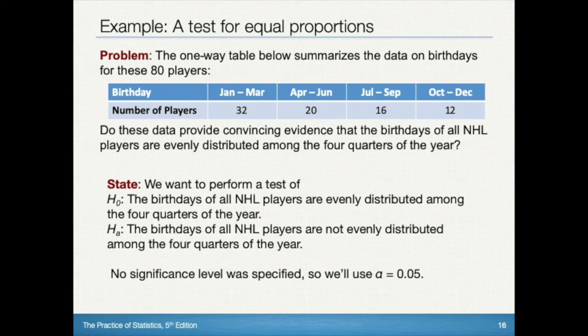So the state now is going to be our null hypothesis. And in this case, we're going to say that the birthdays of the NHL players are evenly distributed among the 4 quarters. Keep in mind that they didn't state any proportions, but the idea being that the quarters of the year are all the same proportion. It's 0.25. Well, because this is a chi-squared test, the alternate would be that they're not evenly distributed, that at least one of the proportions is going to be different. And because there's no significance level given, we're going to go ahead and use alpha equal to 0.05. This is a great rule of thumb that you should do in almost every single case.